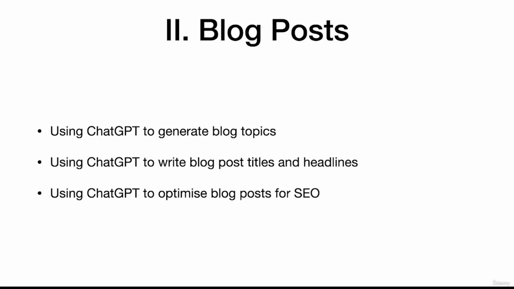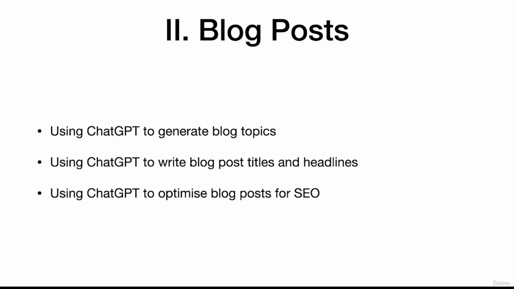In this lesson, we'll be exploring how to use AI to improve your blog posts. First, let's talk about using ChatGPT to generate ideas for blog post topics. One way to do this is by using tools that suggest topics based on keywords or industry trends. This can help you come up with fresh and relevant ideas that will resonate with your audience.